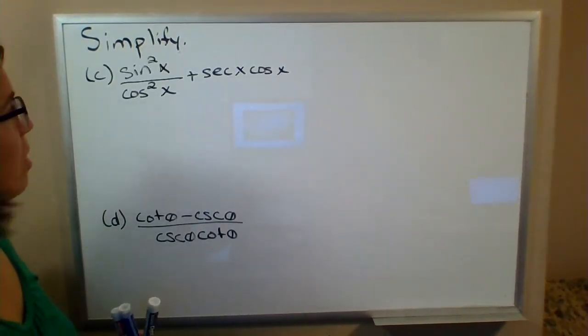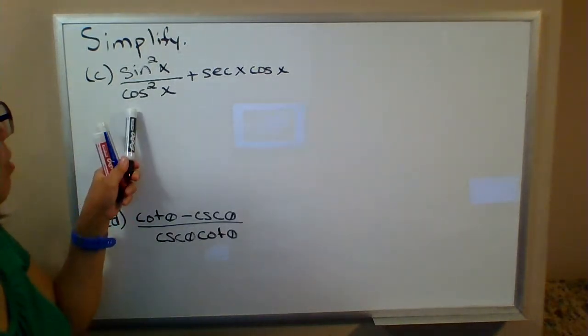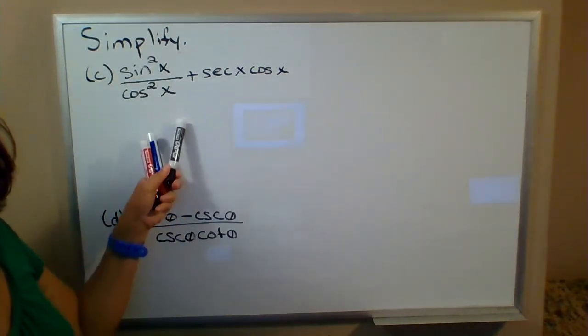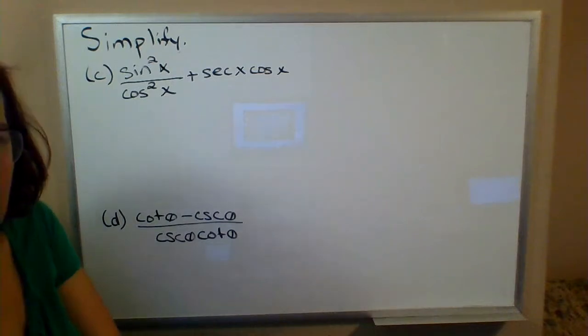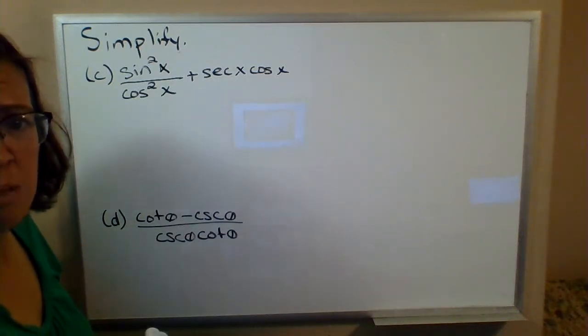So here's 2 more examples. So first of all, we want to simplify this expression. So sine squared x over cosine squared x plus secant x times cosine x.